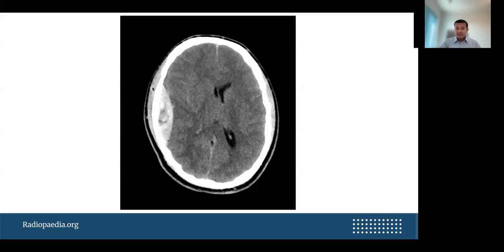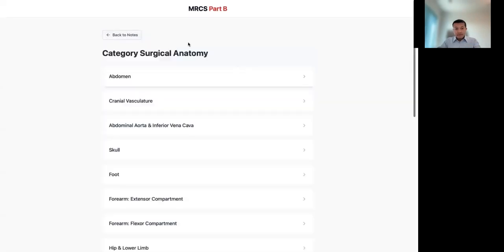And then you can see bruising outside the skull as well. So this would be an extradural hematoma. So why don't we go to the notes?